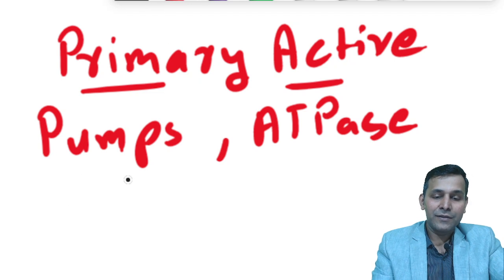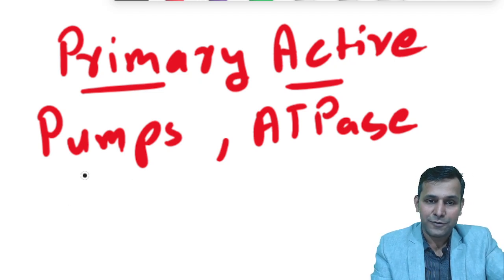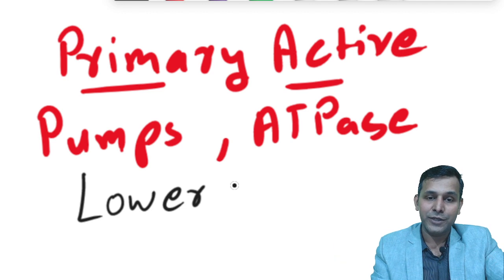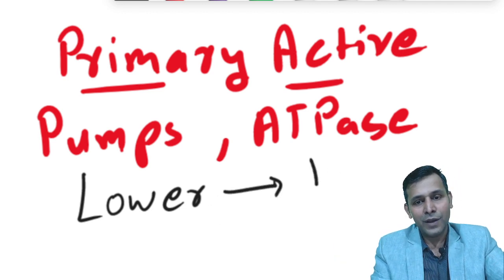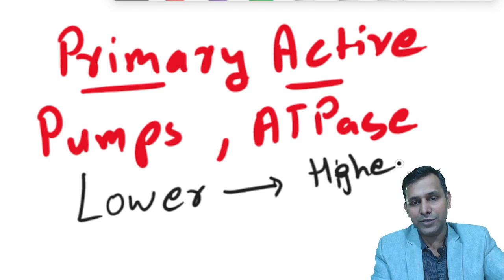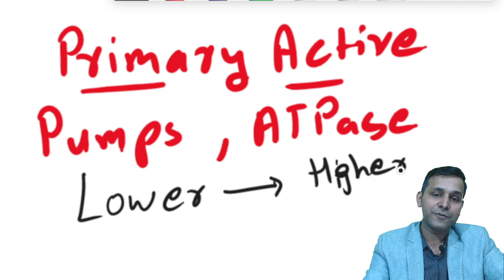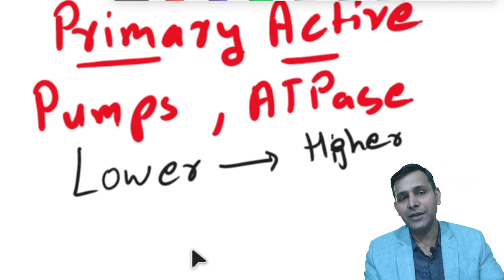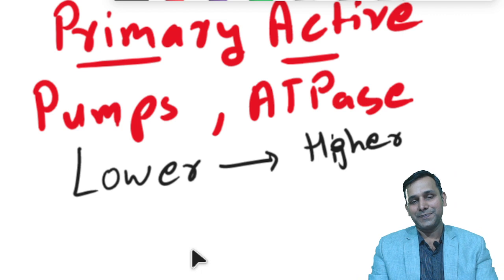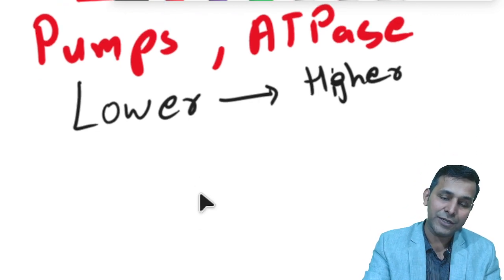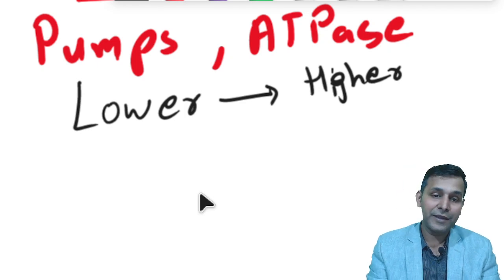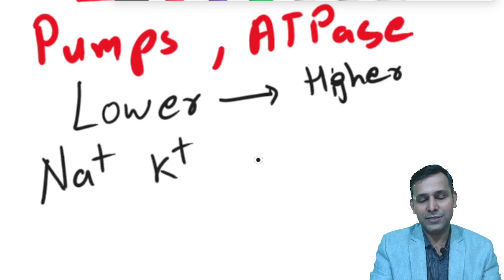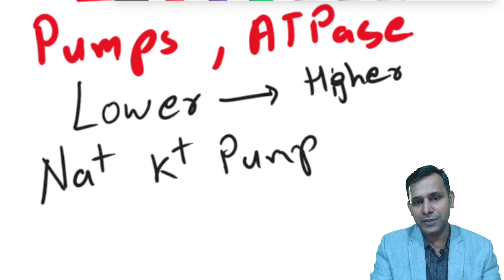Second point, they will always transport the substance from lower concentration to higher concentration. They are always transporting substance from lower concentration to higher concentration. Let us study with one of the examples. One of the best examples to study primary transport, and we always have questions on it, is the sodium potassium pump. Na+ K+ pump, or Na+ K+ ATPase.